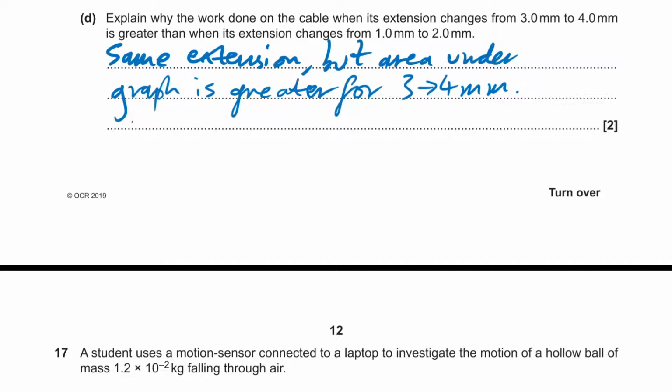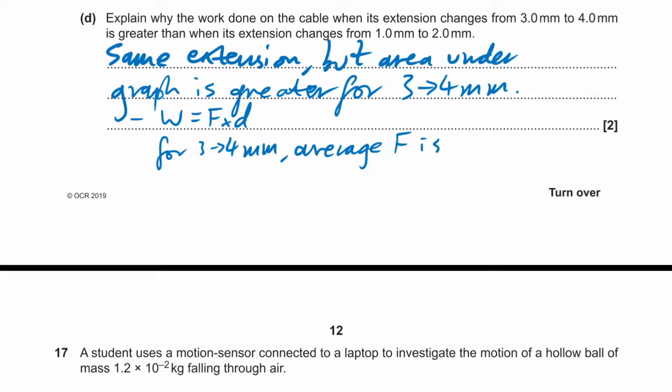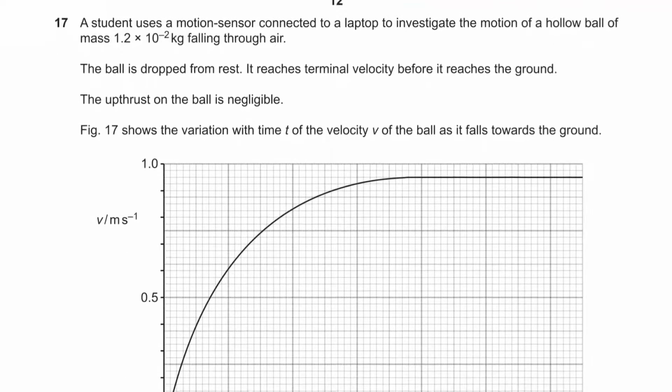They're expecting you to say something like work done is equal to force times distance. And so therefore, for 3 to 4 millimeters, average force is greater, because of course it's not going up like that. It's just curving over like that. So therefore the force is going to be greater, the average force. Not that nice, that question.